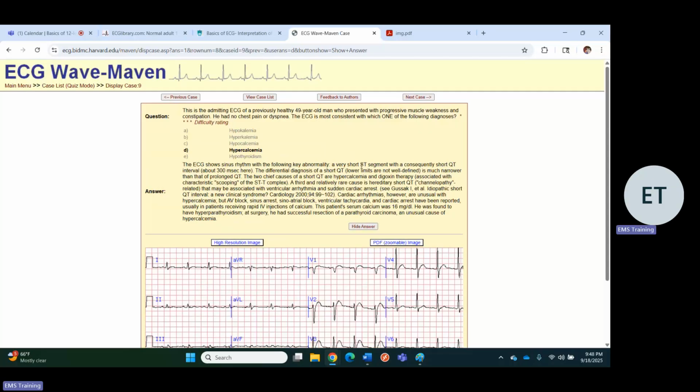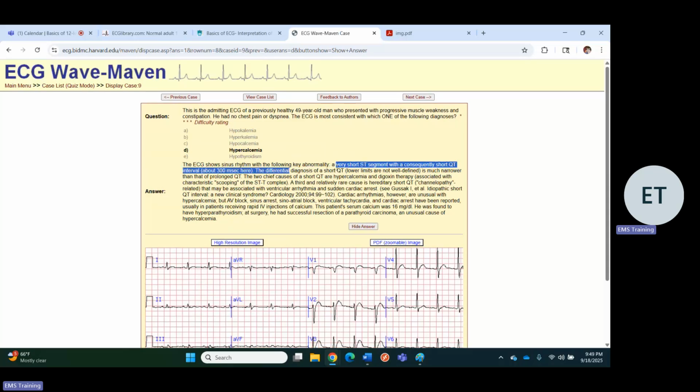A very short ST segment. Yeah, it's like blended in. That's why this looks so weird. There's like no J point with a consequently short QT interval. Very short. We saw that. The differential diagnosis of a short QT, well, it could be digoxin because of the quote unquote dip that skews the QRS complex and shortens the QT interval.